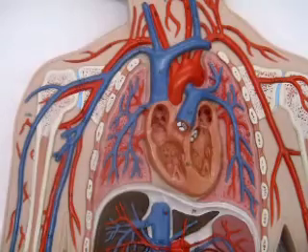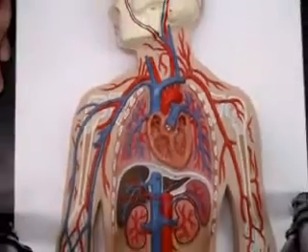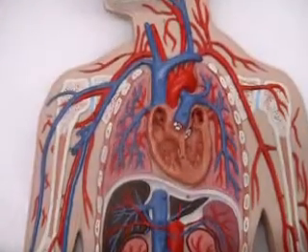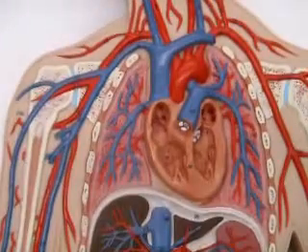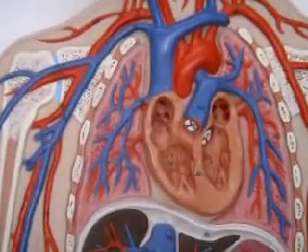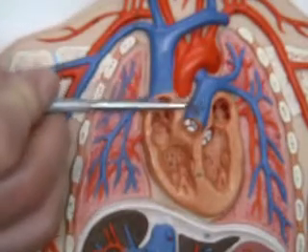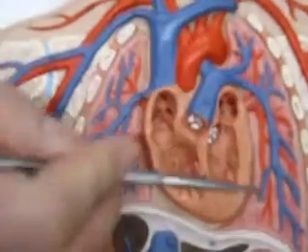This model is the flat circulatory model. So once again, arteries are red, veins are blue. The exception to this, once again, are the pulmonary. Pulmonary arteries are blue, pulmonary veins are red. So this right here, this is our heart, these are the lungs.